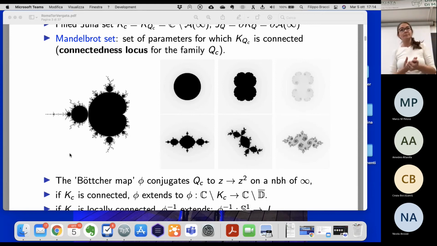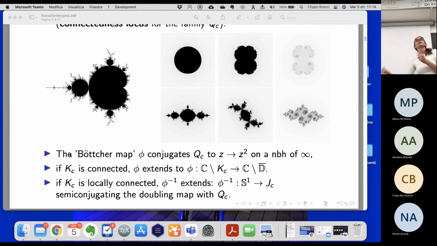And this conjugacy, if the filled Julia set is locally connected, the inverse of this conjugacy extends to the unit circle, and semi-conjugates the action of zeta goes to zeta squared to the dynamics of your polynomial on the Julia set. This is to say that if we have a quadratic polynomial on the Riemann sphere, outside the filled Julia set, the dynamics is the dynamics of zeta squared, and on the boundary, if your filled Julia set is connected, the dynamics is zeta goes to zeta squared.